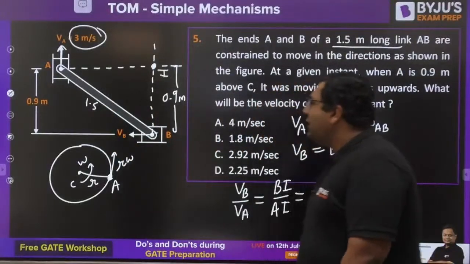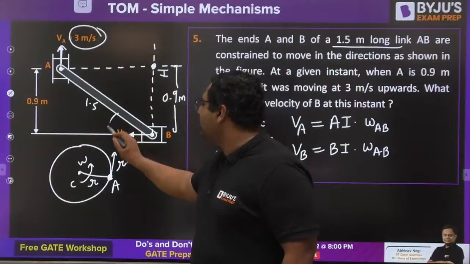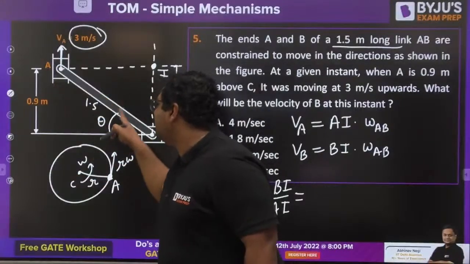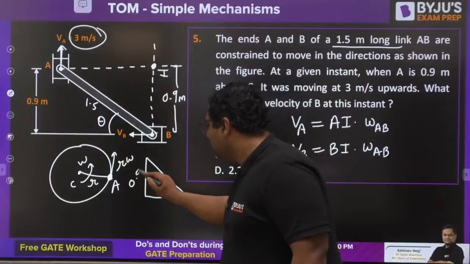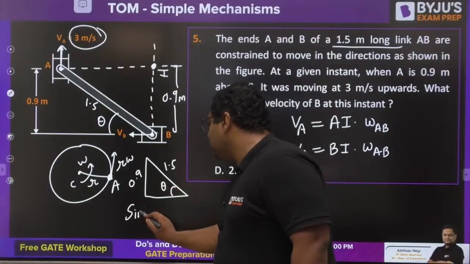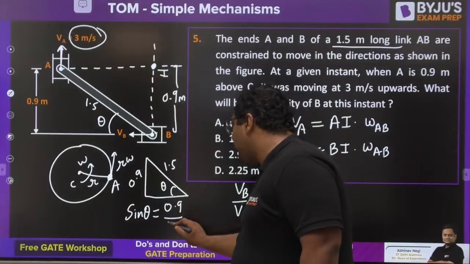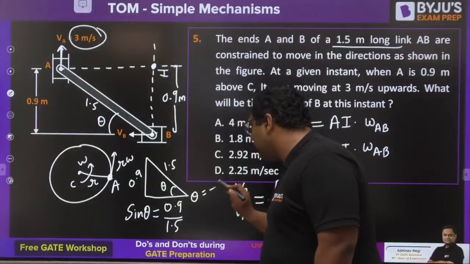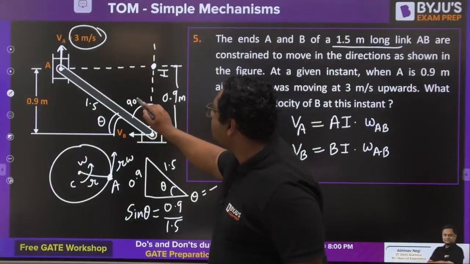So my dear, you know that if this is the triangle and let us say this angle is theta, then this side is 0.9, this is 1.5, and this angle is theta. You can say sine theta is perpendicular upon hypotenuse, 0.9 by 1.5. So from here you can find out theta very easily. Once you get this theta, my dear, you can find out this. This is 90 minus theta.